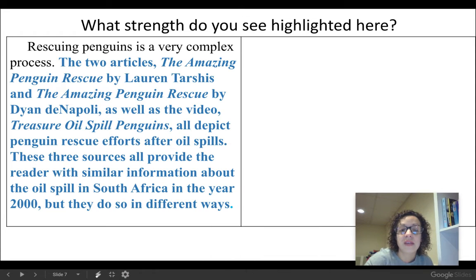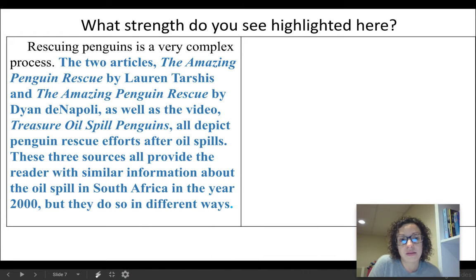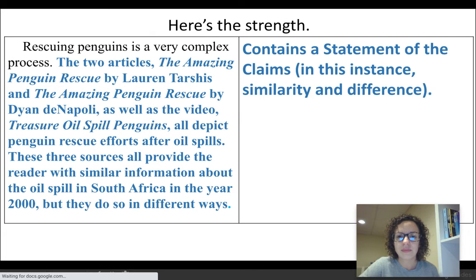Now, what strength do you see here? The two articles, The Amazing Penguin Rescue by Lauren and The Amazing Penguin Rescue by Diane, as well as the video Treasure Oil Spill Penguins, all depict penguin rescue efforts after oil spills. These three sources all provide the reader with similar information about the oil spill in South Africa in the year 2000, but they do so in different ways. What strength is highlighted here? If you said that it contains our claim, then you are right.